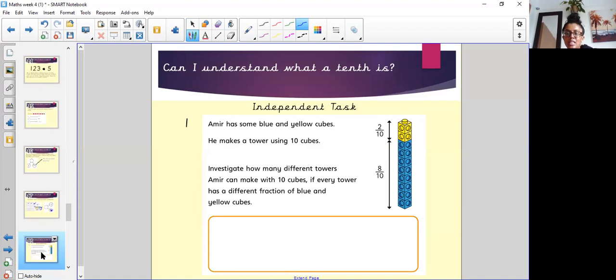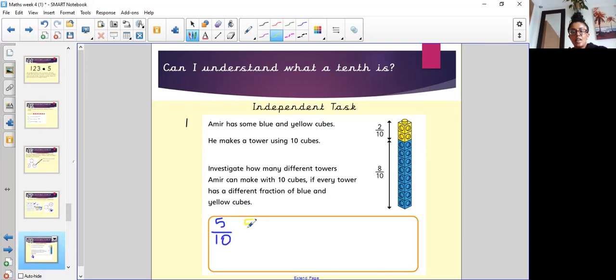He makes a tower using 10 cubes because we're learning about tenths. Investigate how many different towers Amir can make with 10 cubes if every tower has a different fraction of blue and yellow. So we don't have to only have 2 yellows and 8 blues. We can move it around. So I'm going to give you an example. A combination I might make would be 5 over 10 in blue counters and 5 over 10 in yellow counters, because 5 and 5 makes 10.